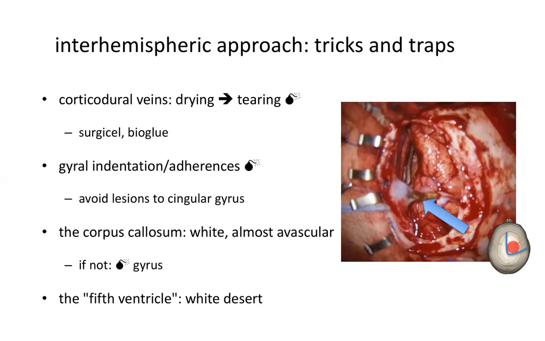When we reach the corpus callosum, we know it because it is white. It is avascular. If it is not, it is the gyrus, it is the cortex. And sometimes you open the corpus callosum and you find yourself in a white desert. That means you are in the fifth ventricle, that is a septal cyst.